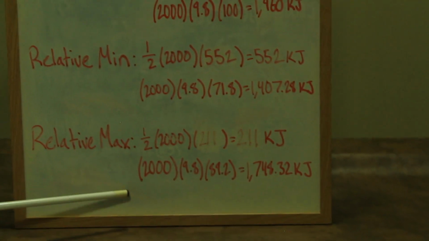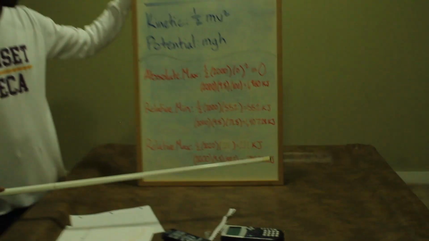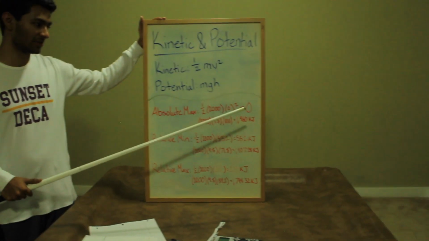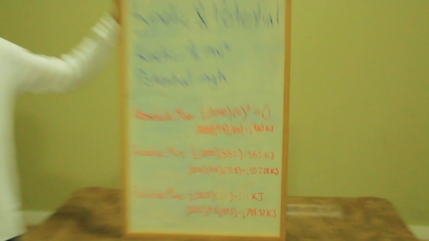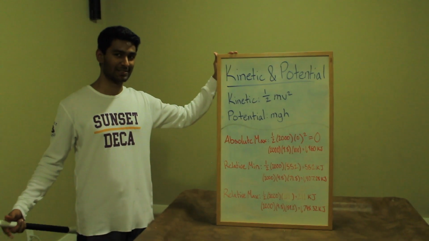211 kilojoules. And the potential energy is 1,748.32 kilojoules. Again, added up equals the initial 1,960 kilojoules. Now let's move on to Nick while he explains why this is happening.